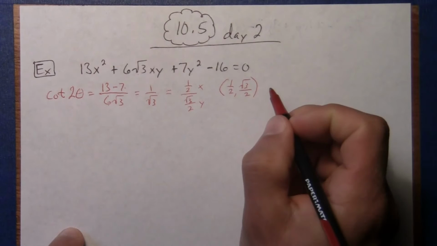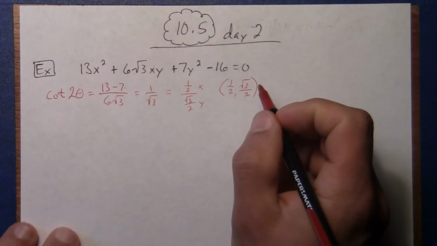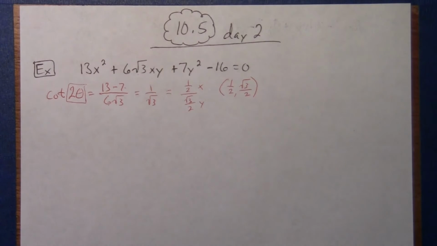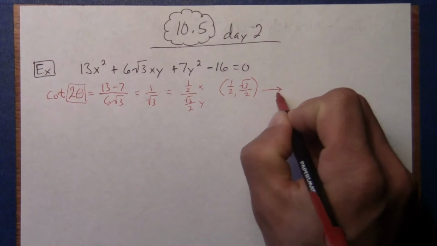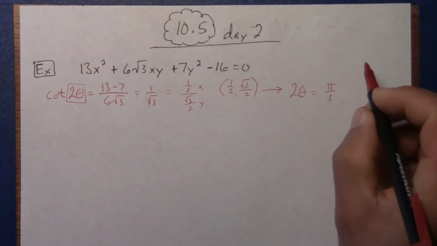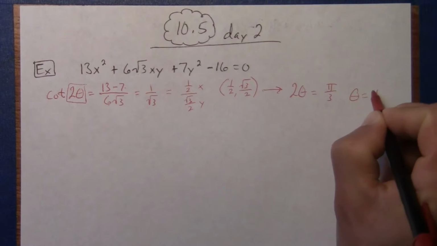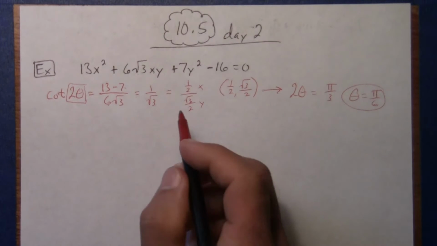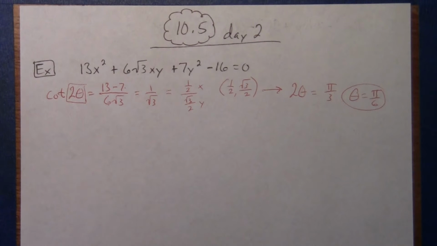That's 60 degrees. Now careful, because I'm not actually rotating 60 degrees. That means 2 theta is equal to 60 degrees. Or if you were using radians, you'd say pi over 3. So I would be saying that 2 theta is equal to pi over 3, which realistically means my angle of rotation is actually pi over 6, or 30 degrees. So be very careful with that. Alright, so I can move forward now.